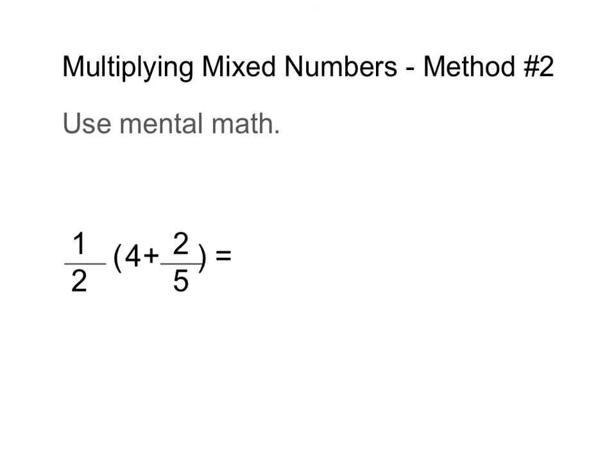All right, this is the second method, and it's multiplying mixed numbers, and we're using mental math. So if you think about it, our whole problem is 1/2 times 4 2/5. Well, that means that I'm multiplying 1/2 times the 4, and I'm multiplying the 1/2 times the 2/5. So that's what we're going to do. So we do 1/2 times the 4. So what's half of 4? Well, that's 2. And then I take half of 2/5. What's 1/2 times 2/5? Well, that is just 1/5.